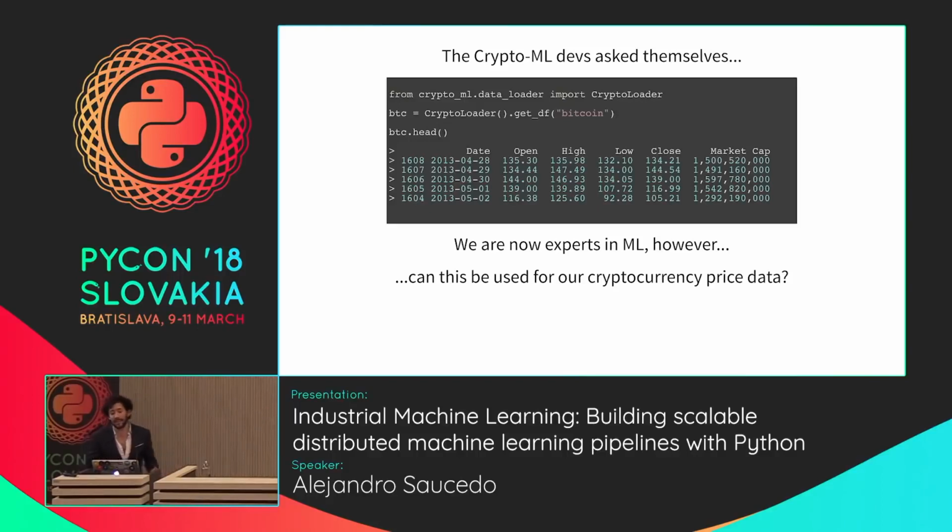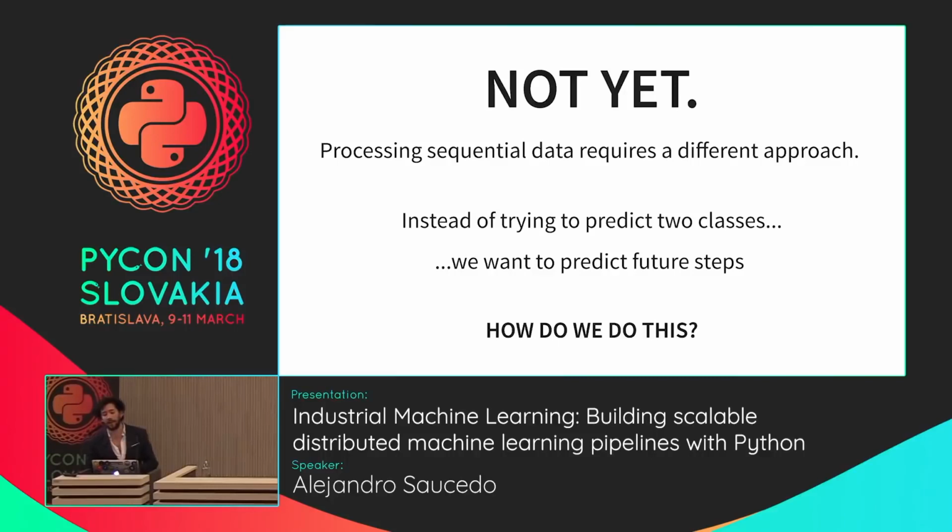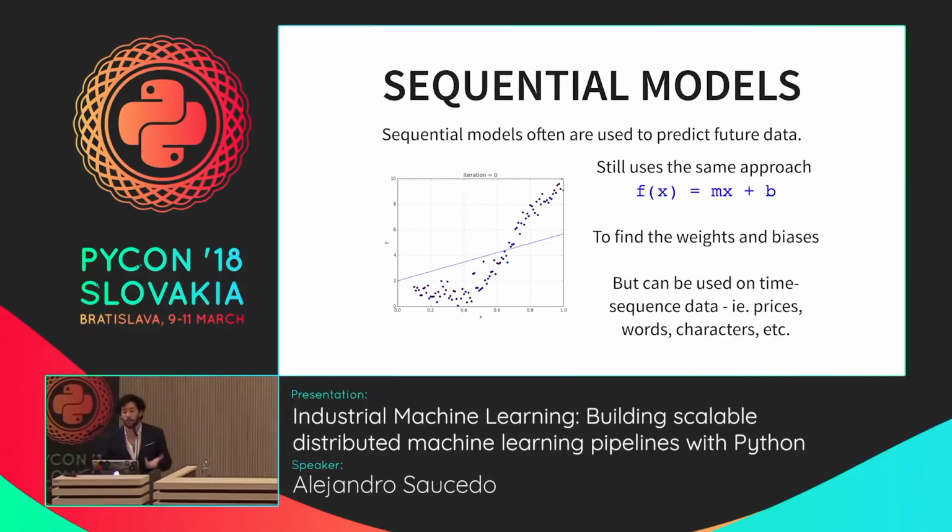And then, the crypto ML guys ask themselves, can we use this for our cryptocurrency price data? And the short answer is, of course not yet, because this is classification. This is not a sequential analysis. And instead of predicting two classes, we want to actually predict future steps. And this is when sequential models come in. These are often used to predict future data.